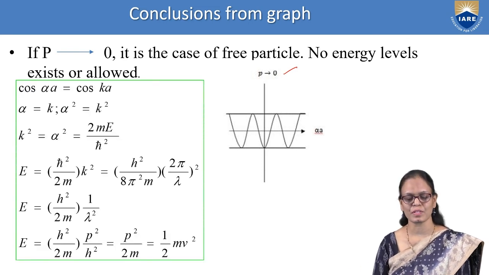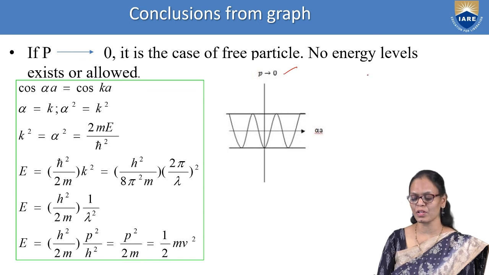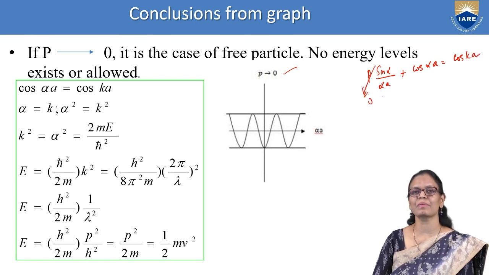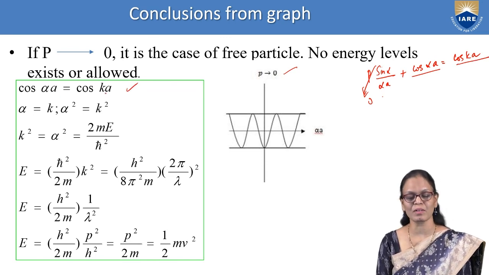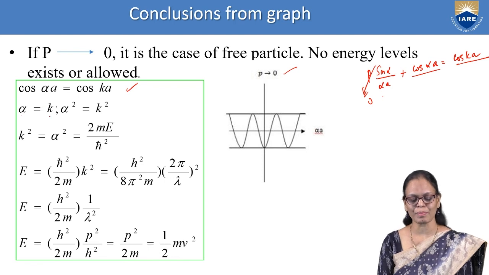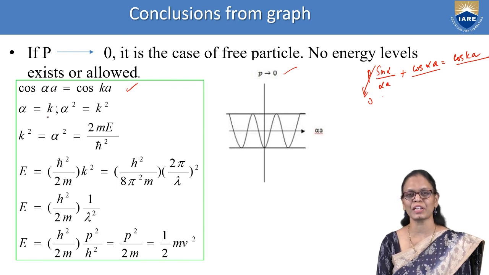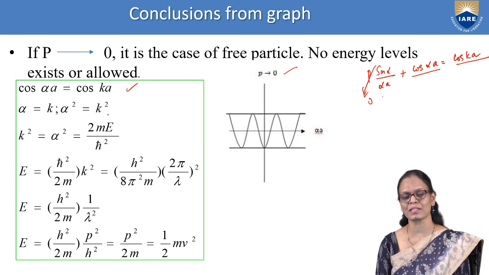So how do we get the values now? Because P is equal to 0, in this equation, P sine alpha A by alpha A plus cos alpha A is equal to cos Ka, we have put P is equal to 0. So the whole term becomes 0. So cos alpha A is equal to cos Ka. So if cos alpha A is equal to cos Ka, then alpha should be equal to K, or alpha square should be equal to K square. K square is equal to alpha square. What is the value of alpha square? 2me by h cross square.